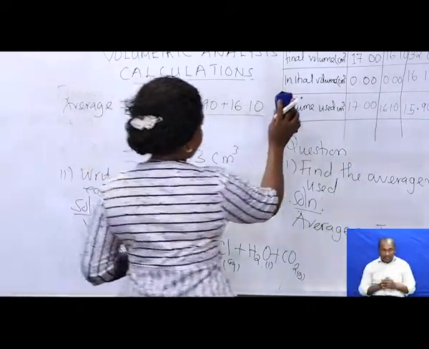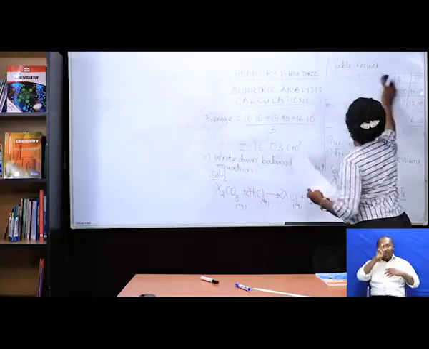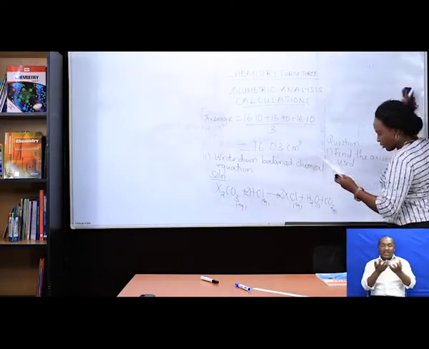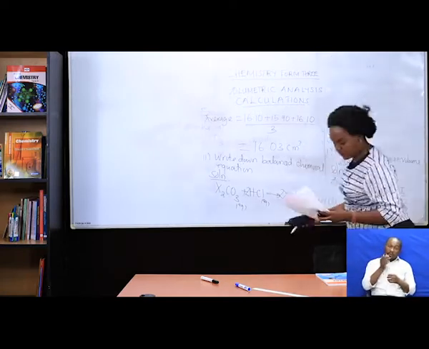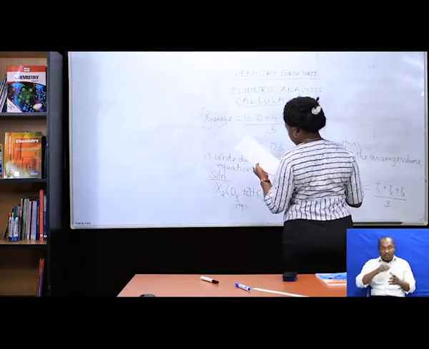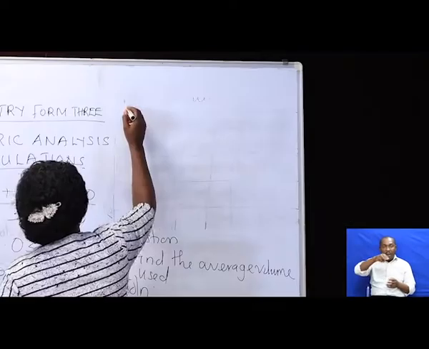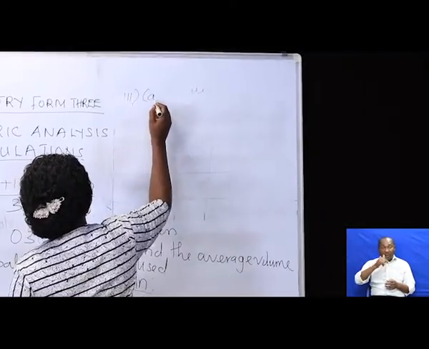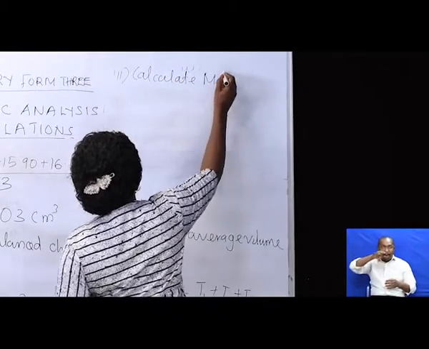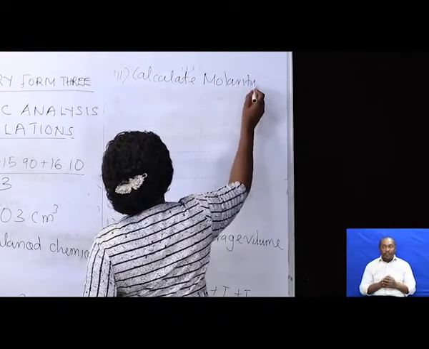For question number 3, or Roman 3. What is it required? It requires you to calculate the molarity. It requires you to find the molarity of base. Number 3, calculate molarity of base.